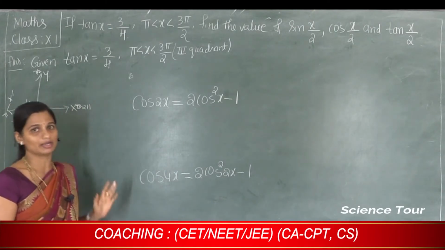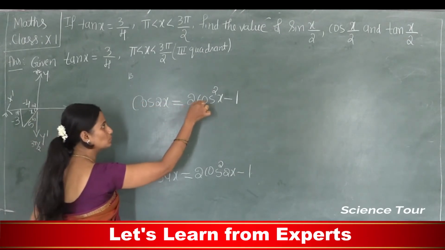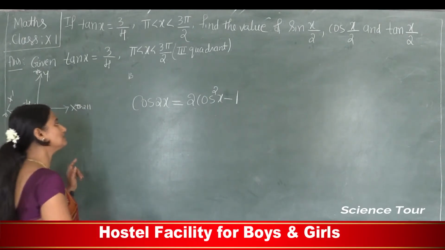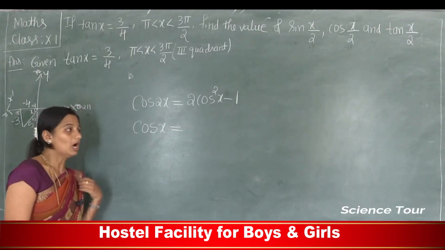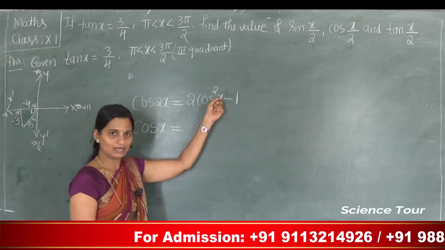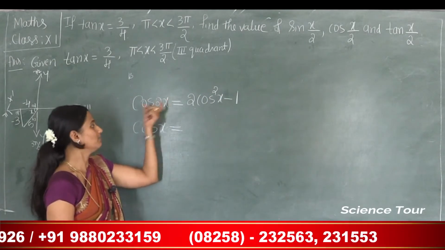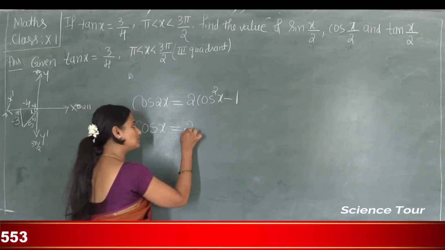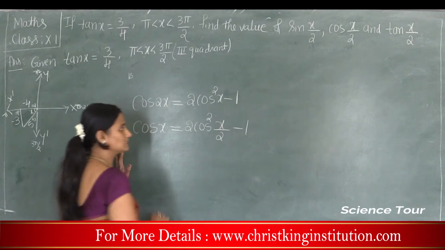6x divided by 2. Clear? Yes. Now here, cos 2x is 2 cos square x minus 1. So now I'll write this as cos x. I need cos x. How to get cos x? So 2x is x, right? Means how to get x? For 2x, divided by 2, right? So suppose I need cos x by this. Cos x is 2 cos square x divided by 2 minus 1.